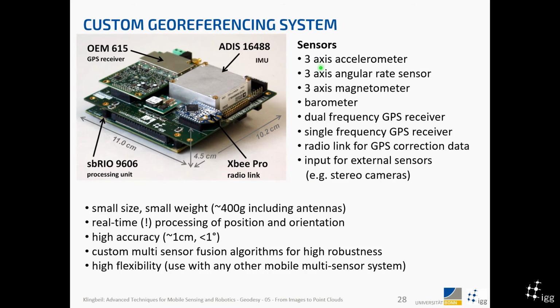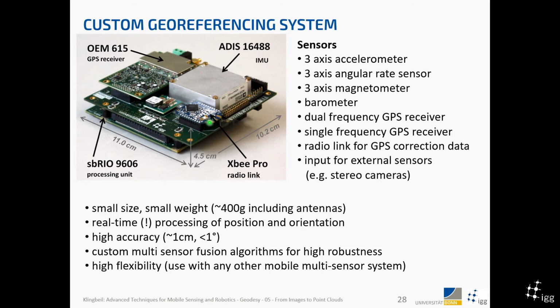This georeferencing system is also a custom design, which we developed in our group, and it's basically a GPS IMU unit with a low-cost IMU, so not as expensive as the big one. It has a GNSS receiver here, and the IMU is this one here. It has an accelerometer, angular rate sensor, magnetometers, a barometer, a dual frequency GNSS receiver, and a single frequency one, as I said already. Then there's a radio link for GPS correction data.